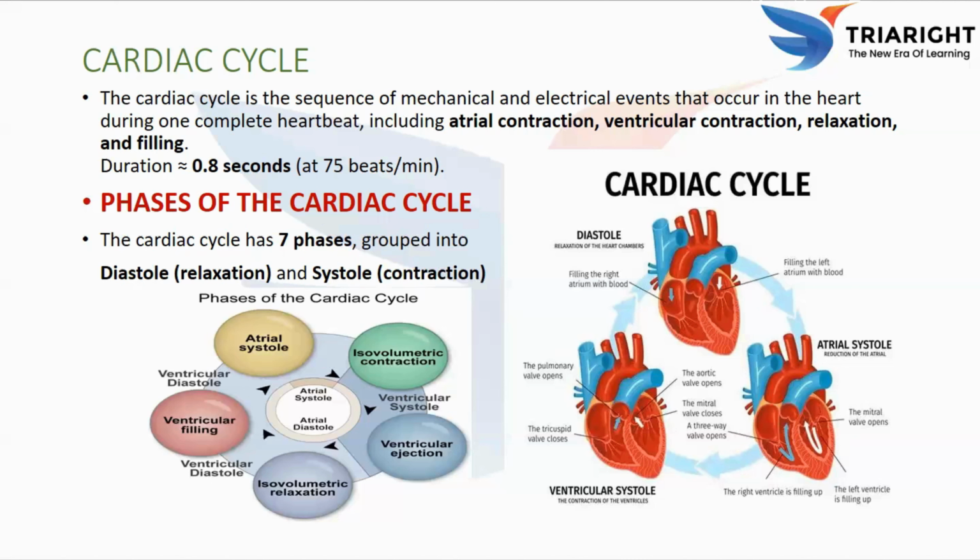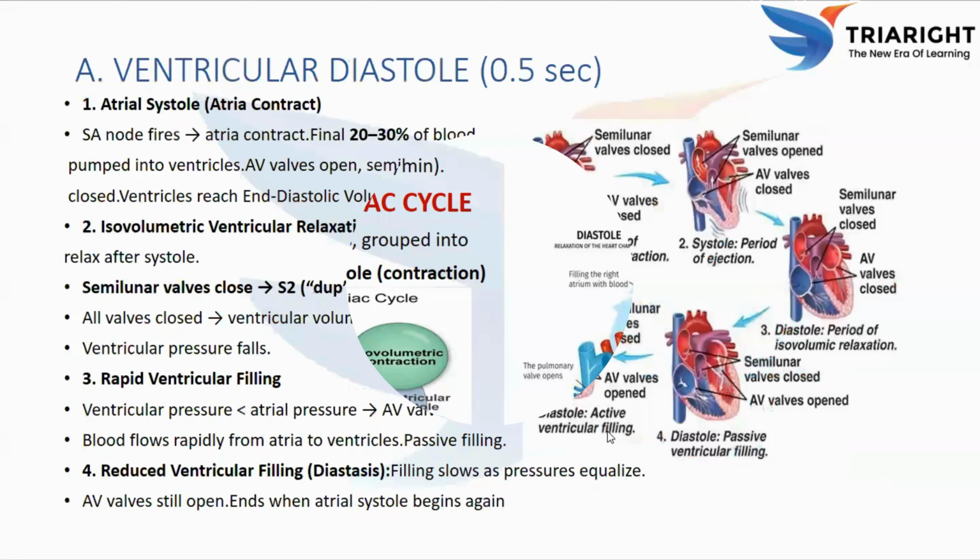This picture shows how the heart relaxes and contracts. The red arrows show oxygen-rich blood going into the body, and the blue arrows show oxygen-poor blood going into the lungs. The arrows form a circle, showing how the cycle repeats again and again. So now let's go deep into the 7 phases of the cardiac cycle.